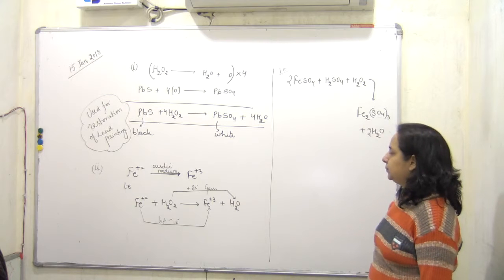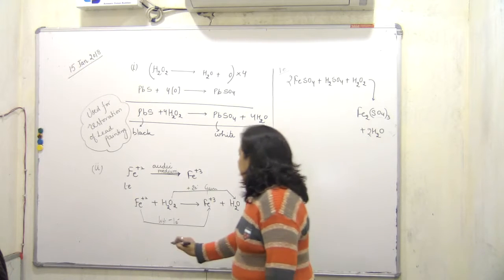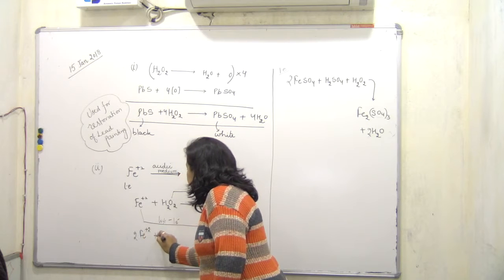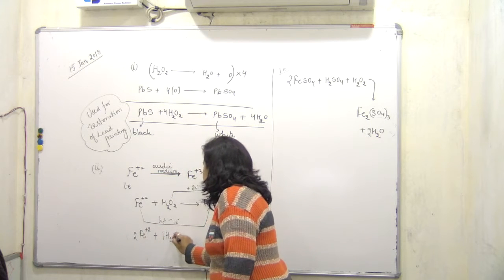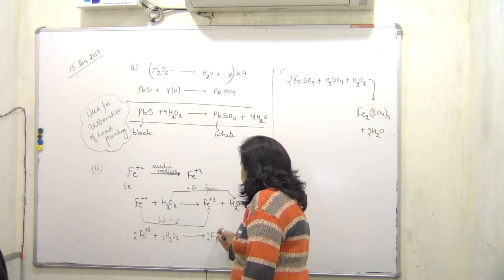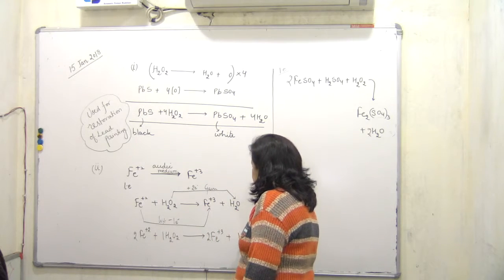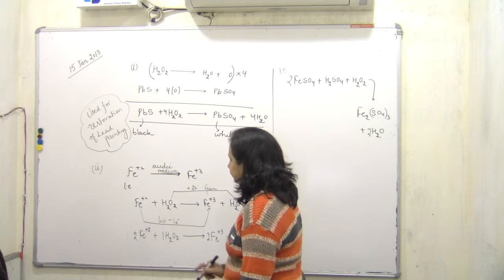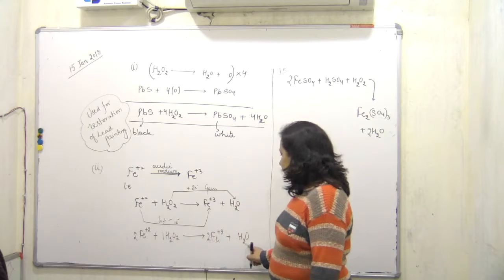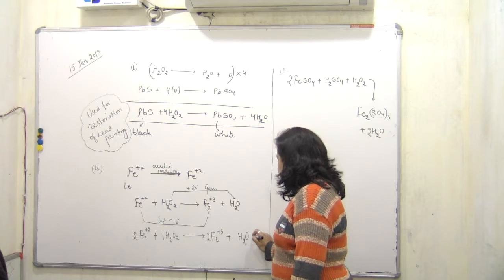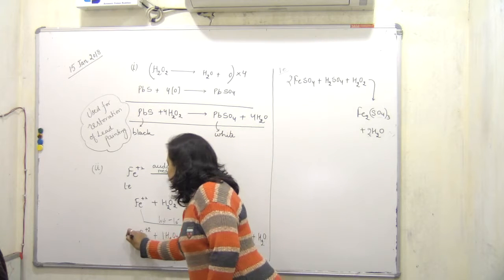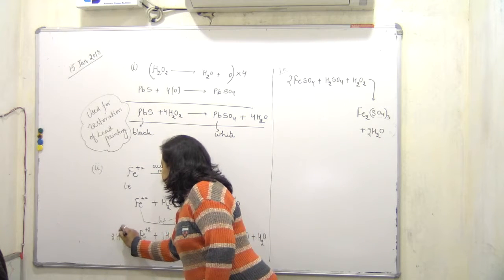Balanced. It will become 2 Fe2+ plus 1 hydrogen peroxide, cross multiplying the numbers. We get 2 Fe3+ plus H2O. Iron is balanced, oxygen in water is balanced. Now oxygen can be balanced by adding water on one side and 2 H positive on the other side.